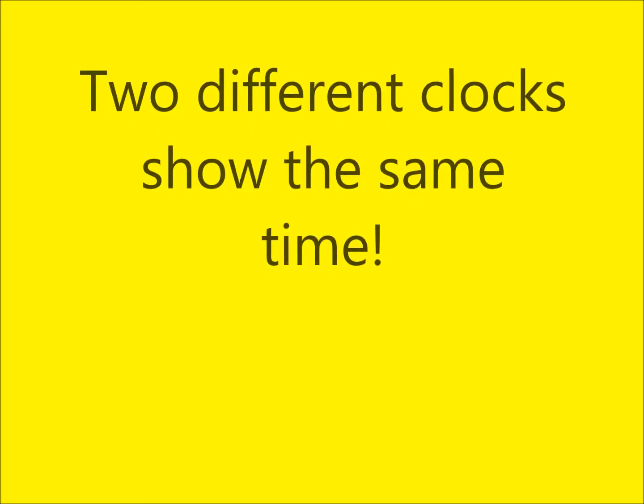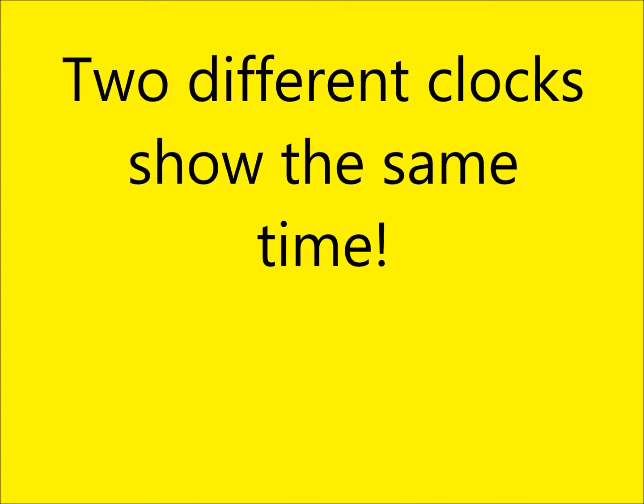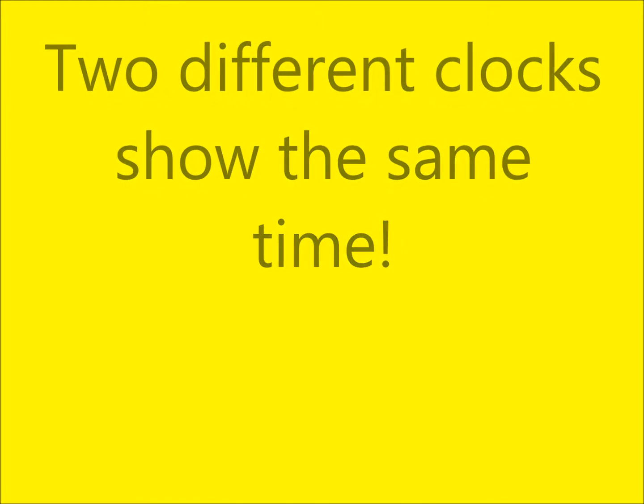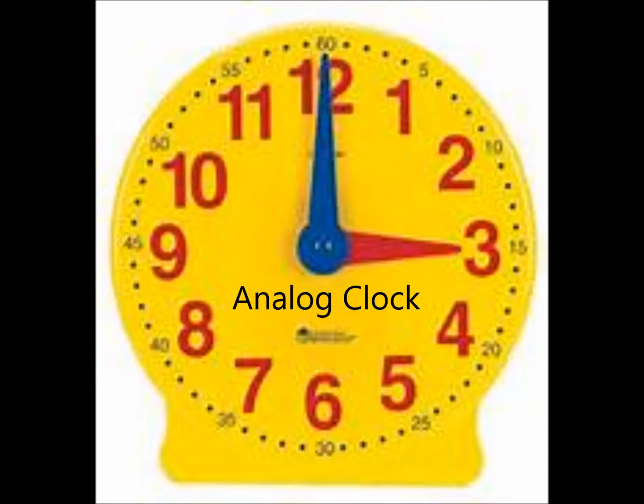Based upon our previous lessons, we know two different clocks can show the same time. We've already talked about what an analog clock looks like, so we know that this is an analog clock. It displays 3 o'clock. Now, looking at our digital clock, we also know that this displays 3 o'clock. Both clocks show the same time, just in a different format.